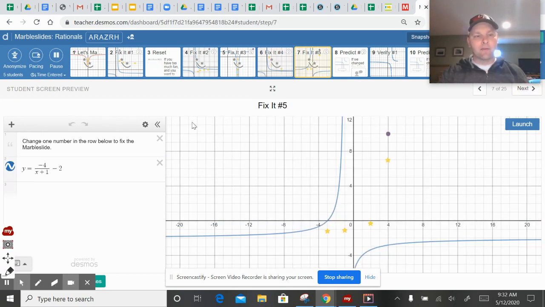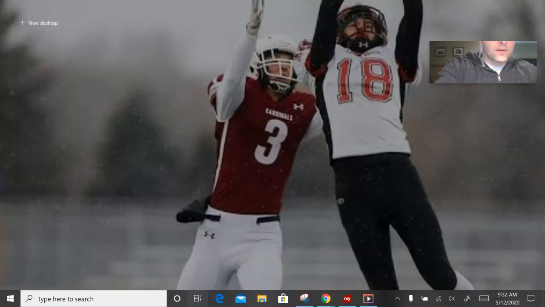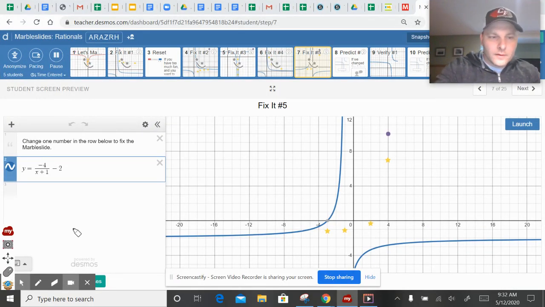Okay, fix it number 5. Change one number in the row below to fix the marble slide. All right, if we need to shift this thing over to here. So if you remember what we talked about in yesterday's lesson when we were graphing these, the excluded value in this one, the way it's written right now, this x plus 1, the number that you put in and it makes a 0 on the bottom is -1, right? -1 plus 1 is 0. So we would call that the vertical asymptote of this. So, sorry, -1 is the vertical asymptote. So right now it's right here.